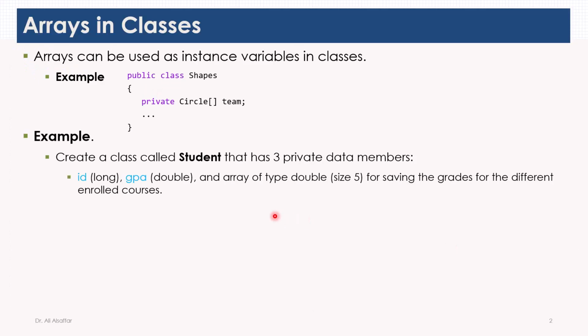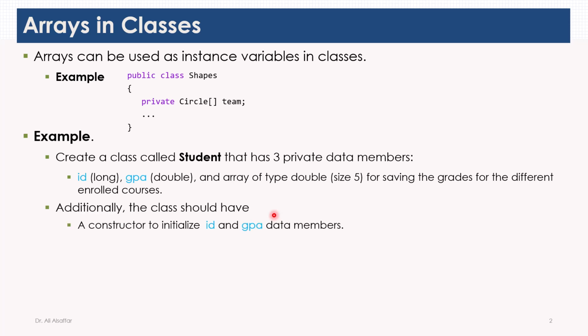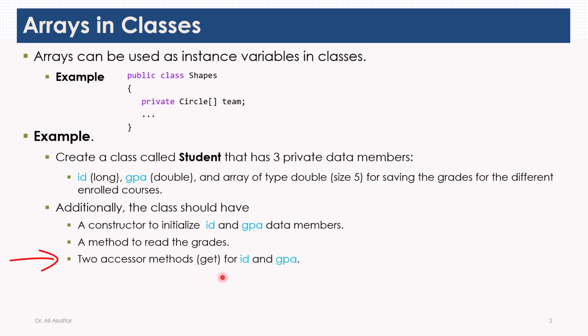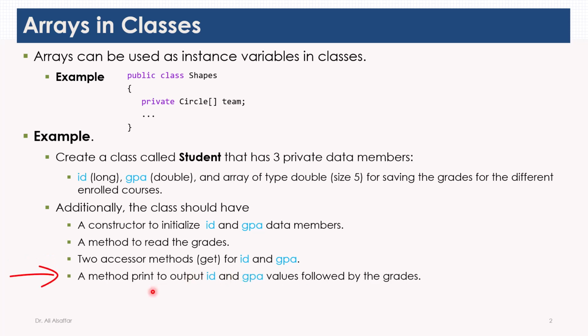In addition to the 3 private data members, the class should have the following methods. First is a constructor to initialize only ID and GPA data members, and a special method that is required to read the grades into the array. Then 2 accessor methods, one getter for ID and one for GPA. And last we need to write a method to print as an output the ID, GPA, followed by the values of the grades. Let us go back to our class definition and show you how these methods are implemented.